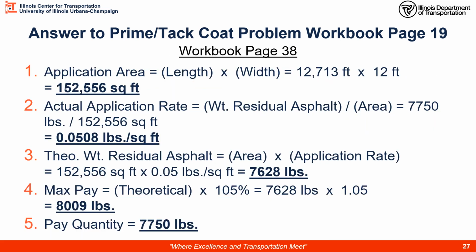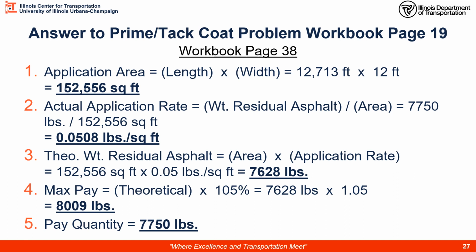So on Workbook page 38, we have the summary of these calculations. You can follow along there. So again, our application area, we got our length and width. So we calculate the square feet, and then multiply that by the rate for our theoretical. So in theory, we should have applied 7628.